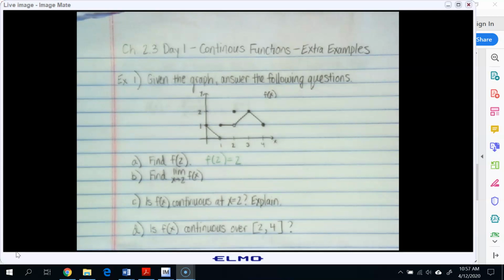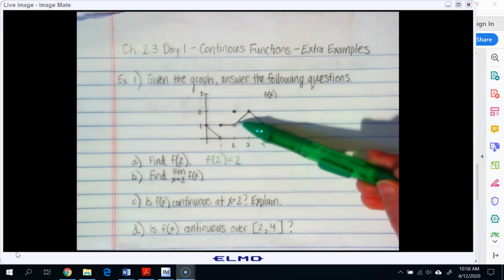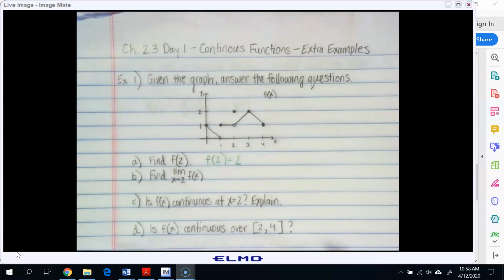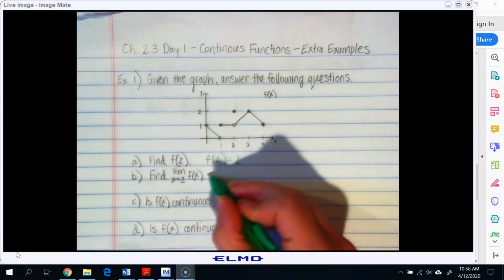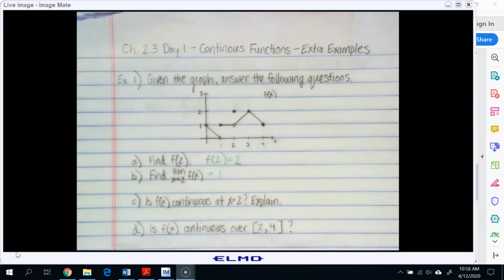Okay, for part B, now it's saying find the limit as x approaches 2 of this function. Remember, for limits, I don't care what the function definition is. I just care where it looks like the graph is headed at that x value. And at x equals 2, this graph looks like it's headed for this y value, which would be 1. And so that means that this limit would equal 1.